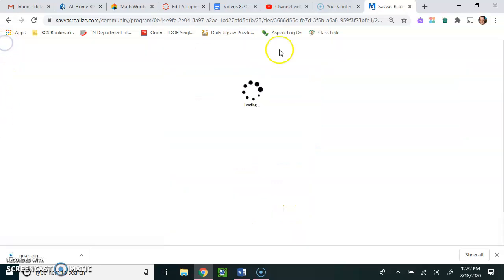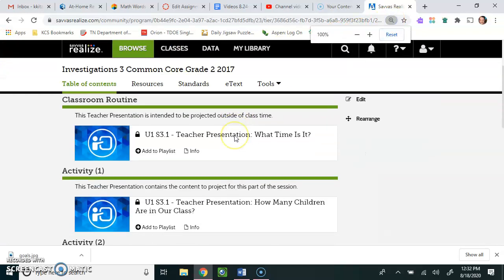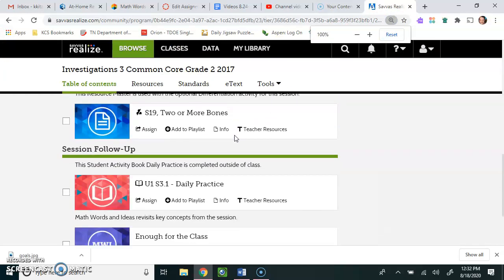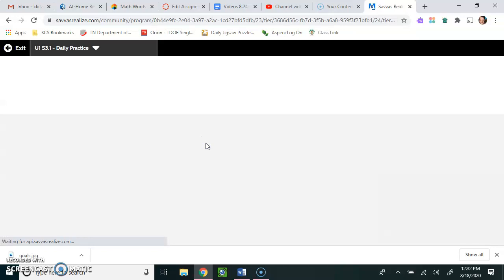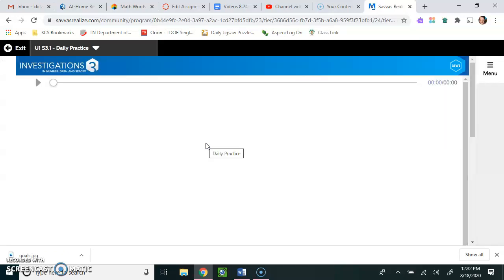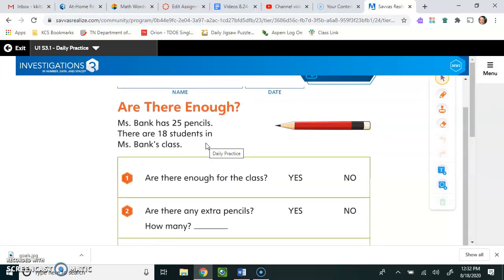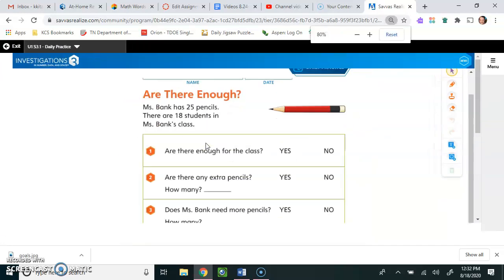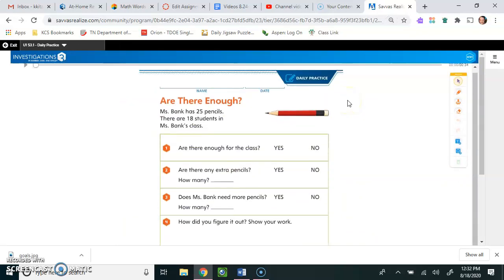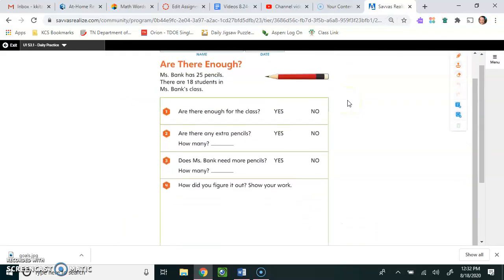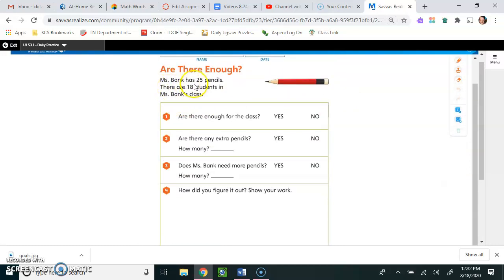So here in just a few minutes, you're going to do one more thing. Let me show you what that's going to be. Hopefully I can find it. Yes. Are there enough? So this time, we're dealing with another class. This is page 51. Miss Bank has 25 pencils. There are 18 students in Miss Bank's class. So you're going to answer these questions based on the information above.